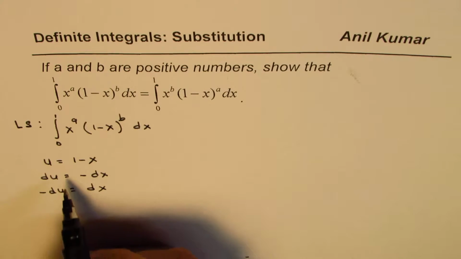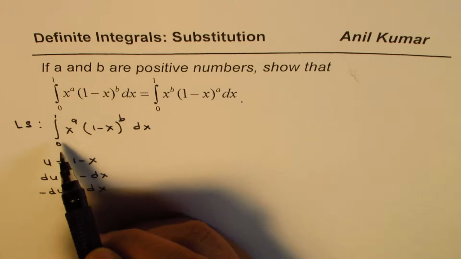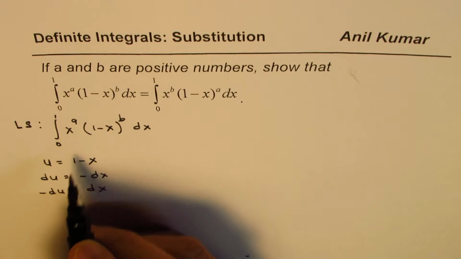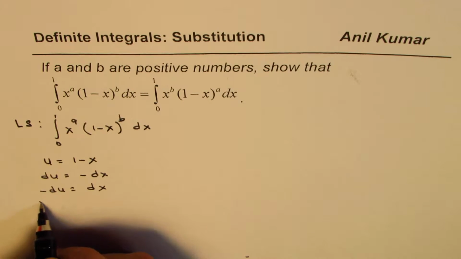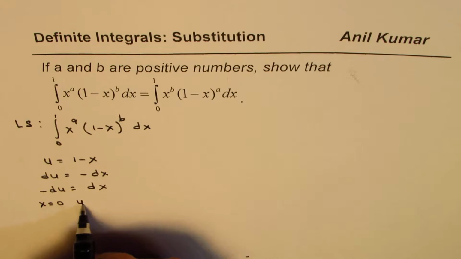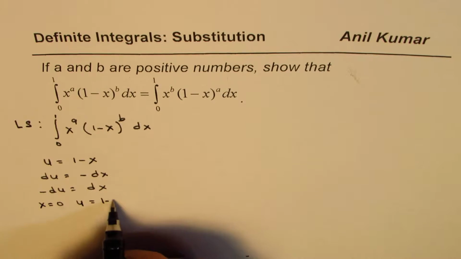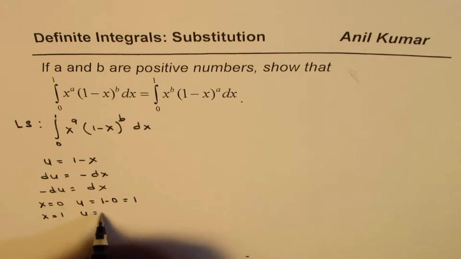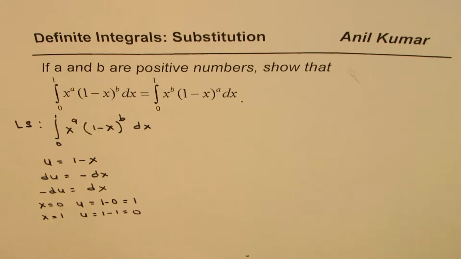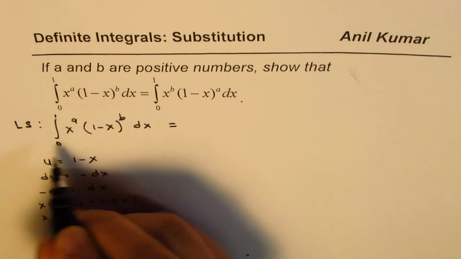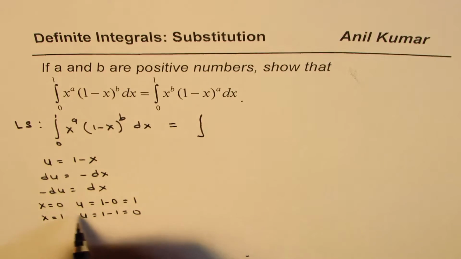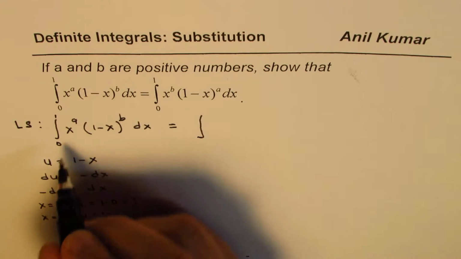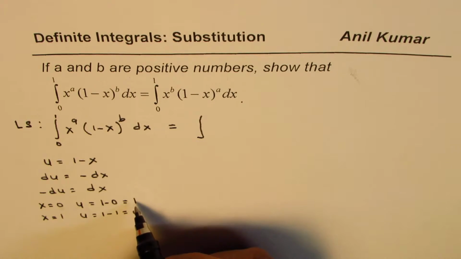Whenever you substitute for a definite integral, the interval also changes. So if x is equal to 0, the lower bound, what happens to u? u will be equal to 1 minus 0, which is 1. And for x equals 1, u will be 1 minus 1, which is 0. So now we can rewrite our integral in terms of the independent variable u. So the limits instead of 0 to 1 will now be 1 to 0.